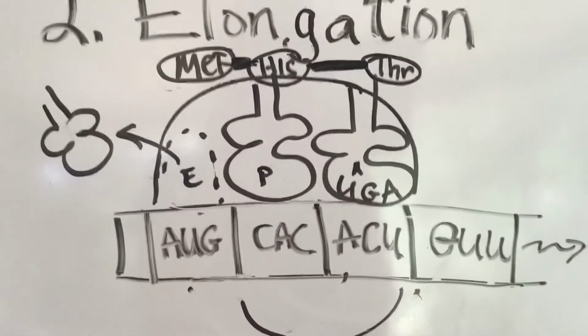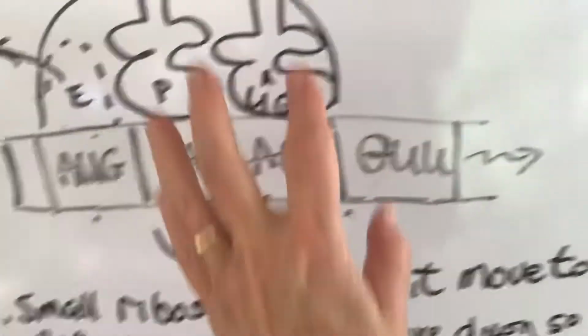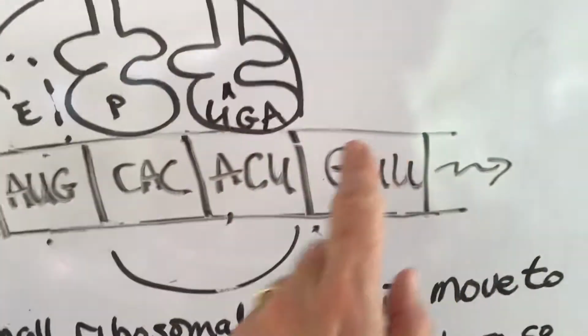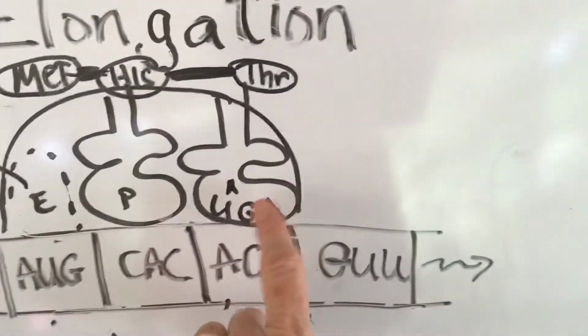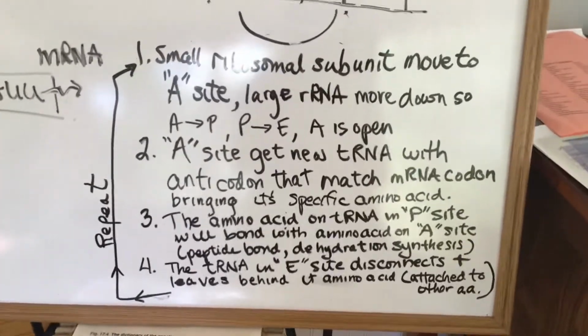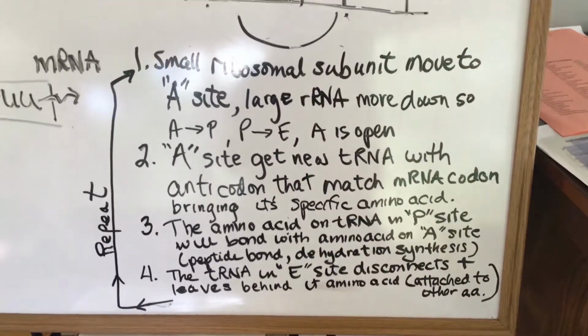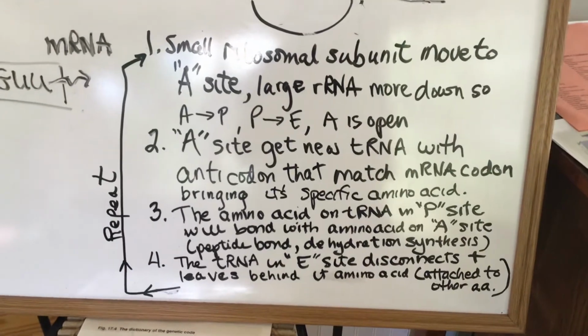All right, so repeating, what would happen next is the small ribosomal subunit would move down. The large one would also move down. That would make this one then in the E site, this one in the P site, and then we would get a new one in this site. So this is a copy of the steps. So I'll give you a chance to write it down, or you should, to stop the video and write this down.